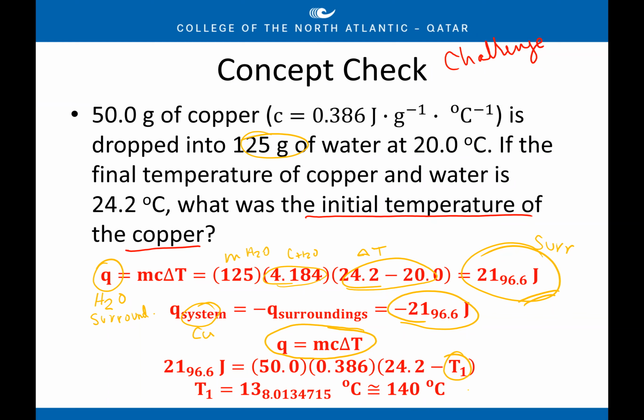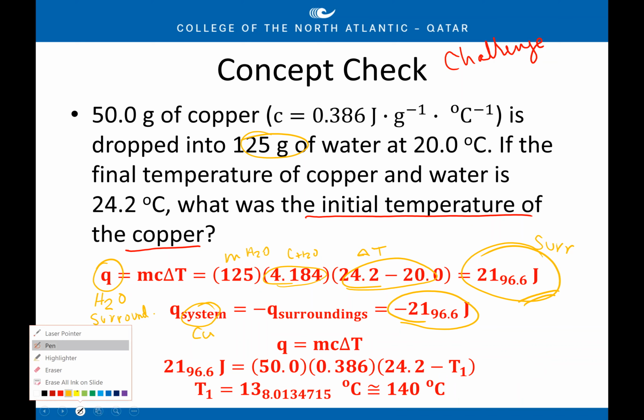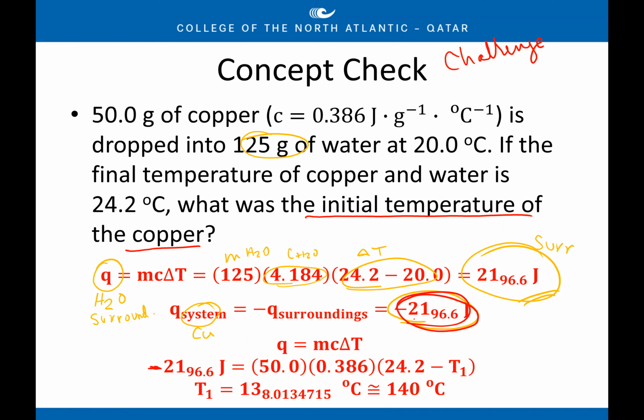I'll leave that for you. This is just math. It's not chemistry. You can practice solving this on your own, but we're going to solve for T1 in this equation. Again, it's asking for the initial temperature of the copper. Just to give you a little hint, this should be negative, as Iman mentioned to me yesterday. That's a little typo there. So this should be negative because it's negative up here.